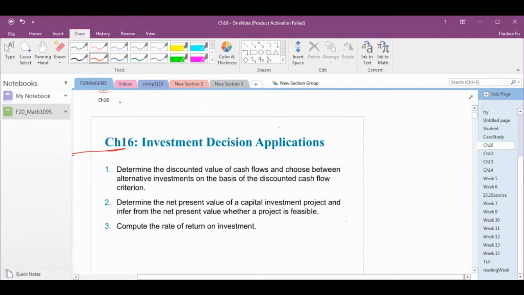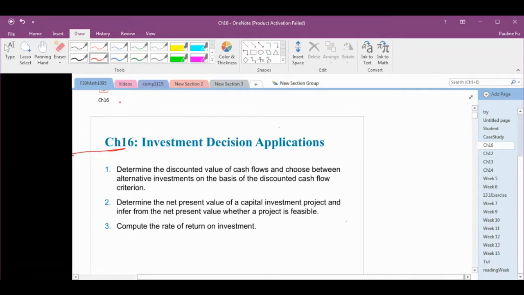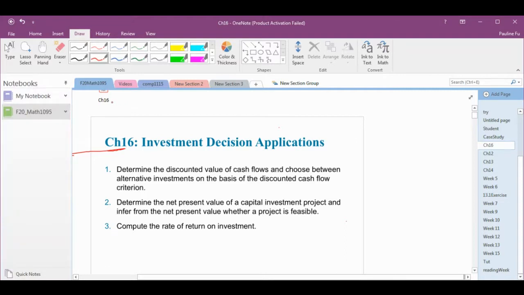So, all right, welcome. This lecture is being recorded. It is about Chapter 16, Investment Decision Applications. We have 3 sessions in Chapter 16. Session 1 will calculate the discounted value of cash flow between alternative investments on the basis of the discounted cash flow criteria.